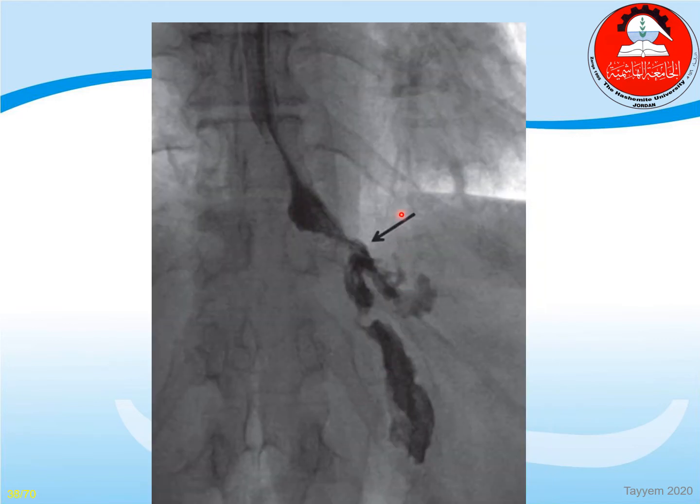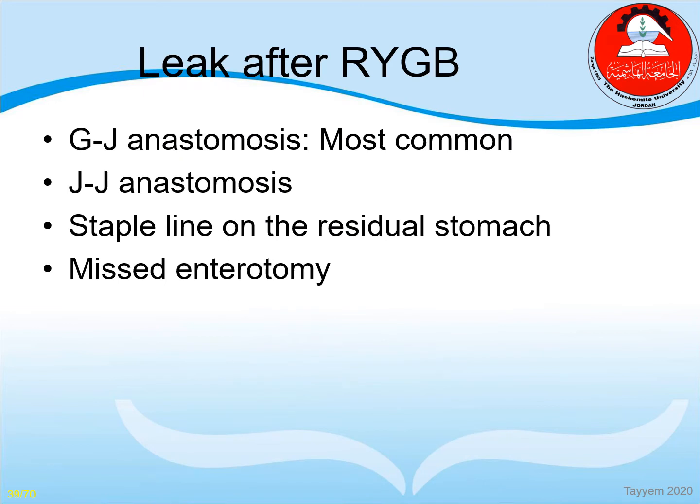So this is an imaging study, and you can see here a leak from the gastrojejunal anastomosis. So, leak after Roux-en-Y gastric bypass. The gastrojejunal anastomosis is probably the most common site of leak. Other sites: jejunal anastomosis, staple line in the residual stomach or gastric remnant, or a missed enterotomy.